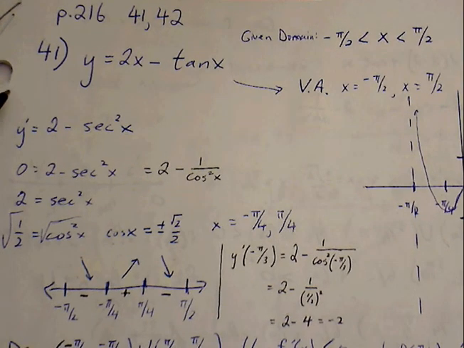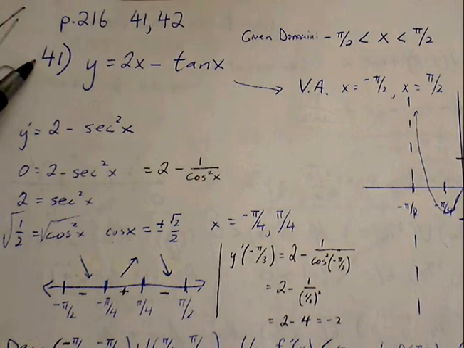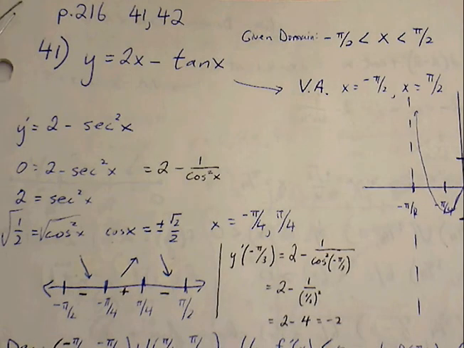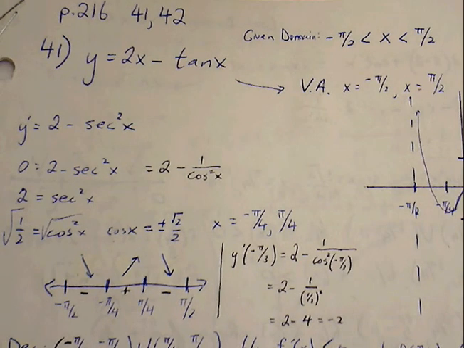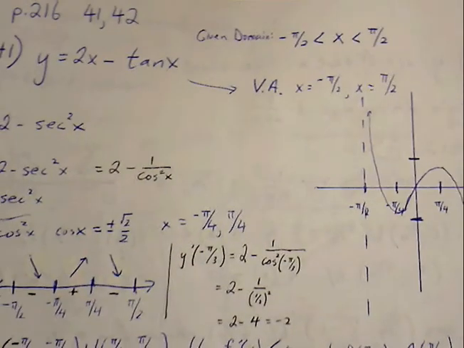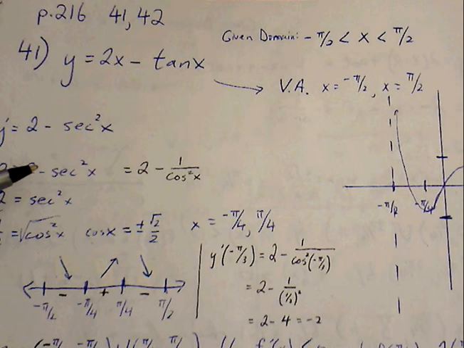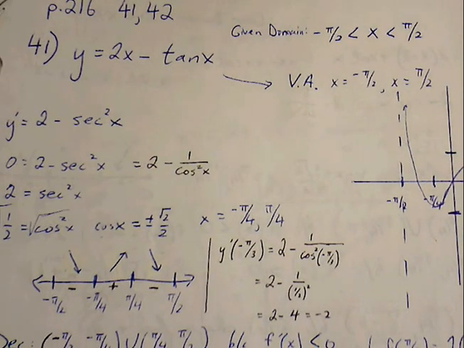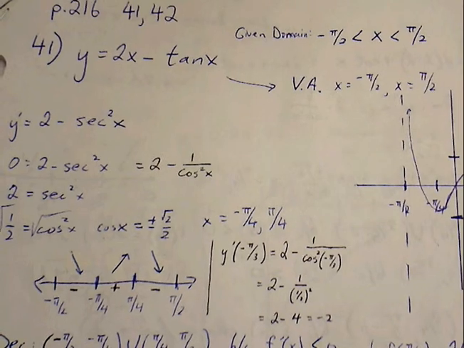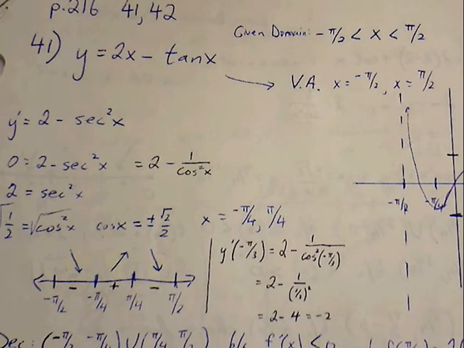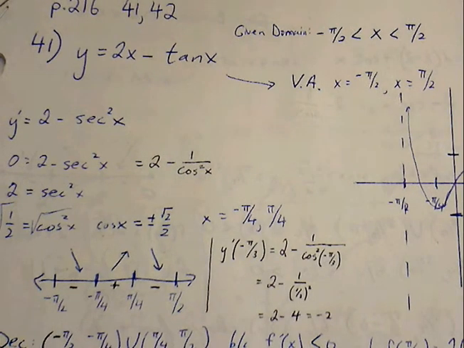In this video, I'm going to try and get through 41 and 42 on page 216. And these are curve sketching problems for trig functions. So first, what we're going to try and accomplish, before we sketch the curve, is to identify, through the first and second derivative, intervals of increase, decrease, relative extrema, intervals concave up, concave down, and points of inflection. And then from there, be able to sketch our curve based off of our sign line for increase, decrease, and concavity as well.